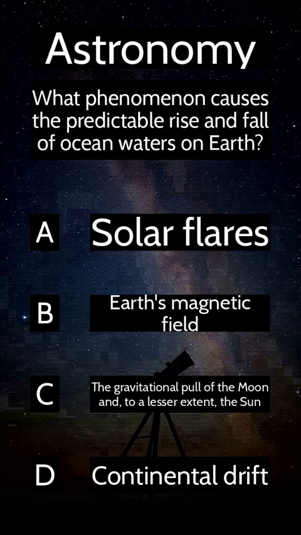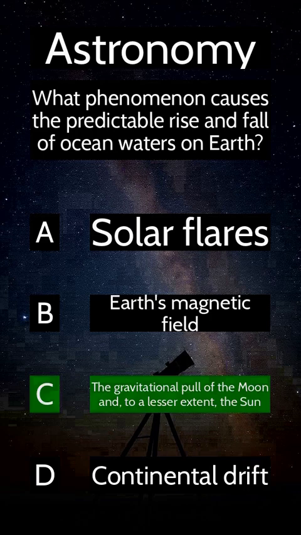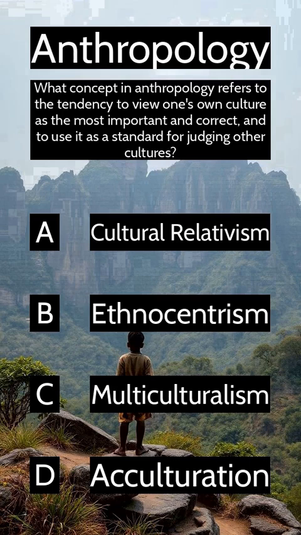What phenomenon causes the predictable rise and fall of ocean waters on Earth? Answer C. The gravitational pull of the Moon and, to a lesser extent, the Sun. What concept in anthropology refers to the tendency to view one's own culture as the most important and correct, and to use it as a standard for judging other cultures?